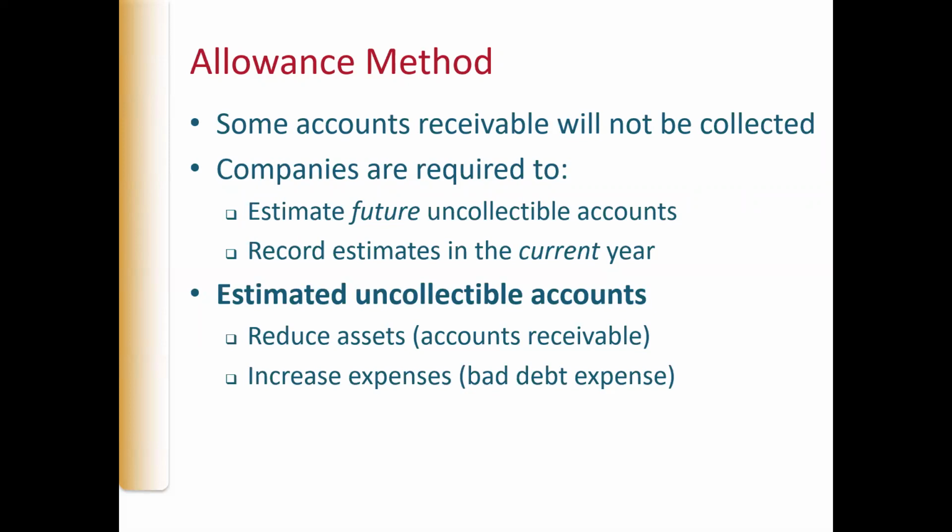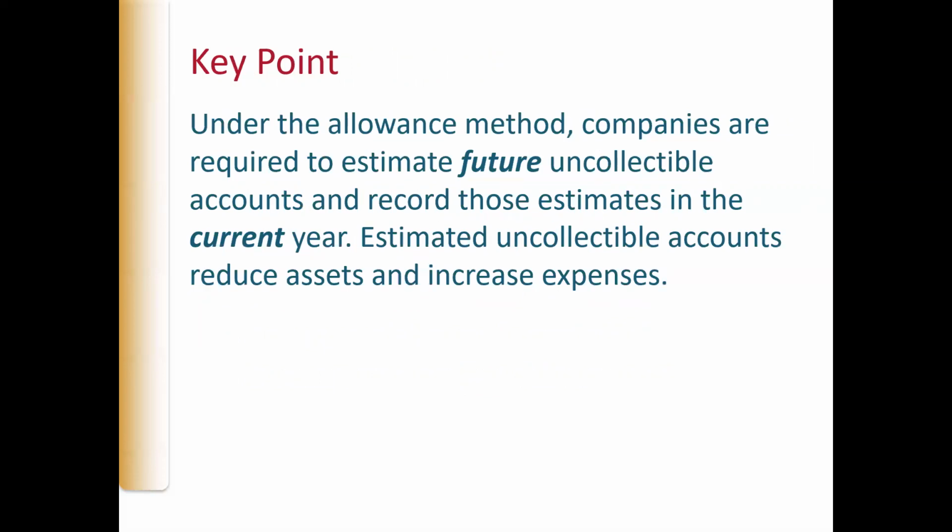So this bad debt expense, the debts that we are not going to receive, we need to record in this period, even though we might not have those bad debts for a year down the road. We've got to estimate them. So under this allowance method, we have to estimate future uncollectible accounts, and we're going to record those estimates in this current period, this current year.